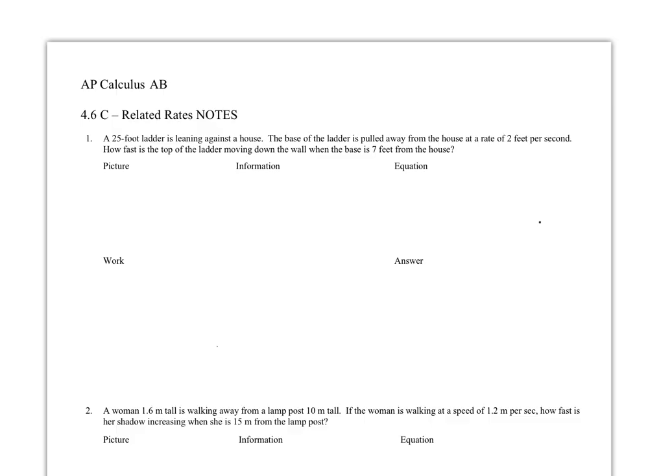A 25-foot ladder is leaning against a house. Let me draw this picture. So we've got the wall, the floor, the ladder. The base of the ladder is pulled away from the house. So that means this ladder is sliding this direction. This is what I'm going to call the x-axis. So that means that dx/dt is 2 feet per second.